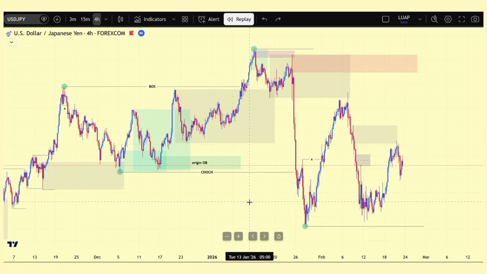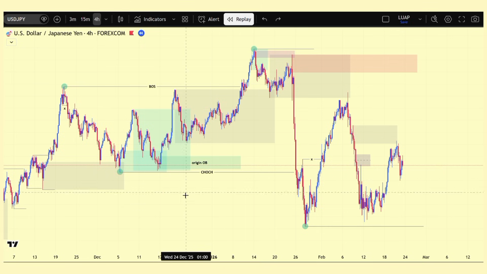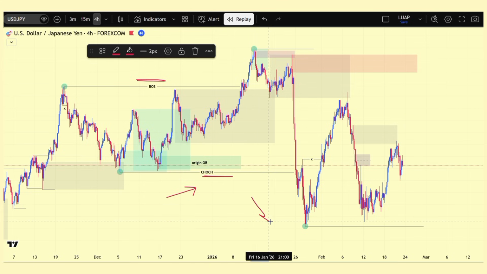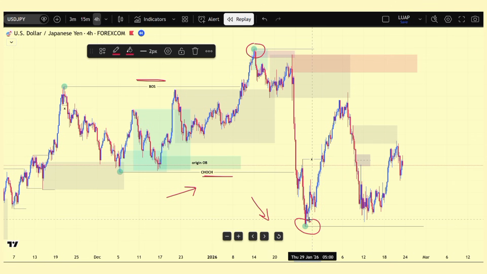Starting the analysis from the 4-hour, you can clearly see exactly right here that price was initially uptrending, signified by this previous bullish break of structure, until price made a change of character to the downside, and that caused a bias shift, and now sellers are in control. We can clearly see our current trading range ranging from that high all the way to this low.